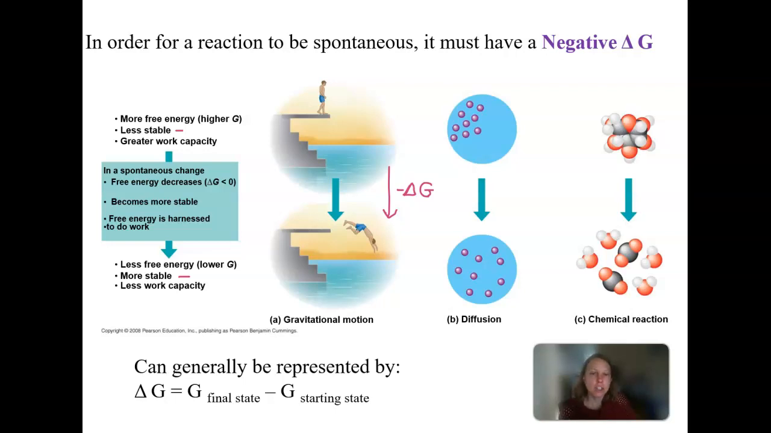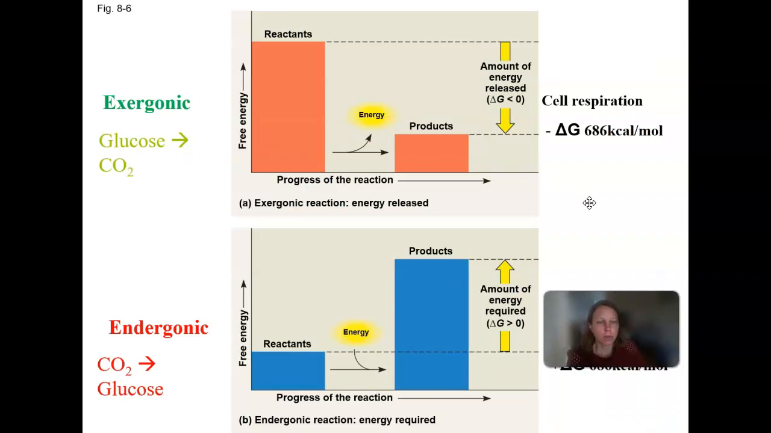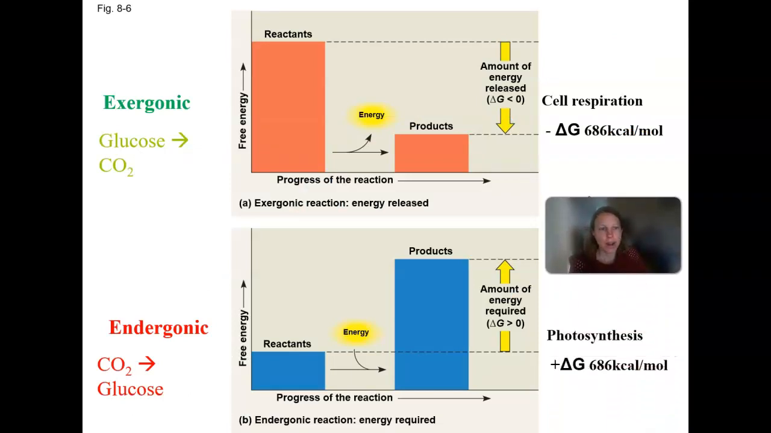All right, the delta G calculation is pretty simple and straightforward. Basically, to figure out the change in free energy, that's what delta G means, you subtract the starting state, where they are at the top, from the final state, where they are at the bottom. And so because the starting state is more energy, you're going to wind up with a negative delta G from this reaction. We can use this delta G to refer to what's going on with our reactions, both for cell respiration and for photosynthesis.